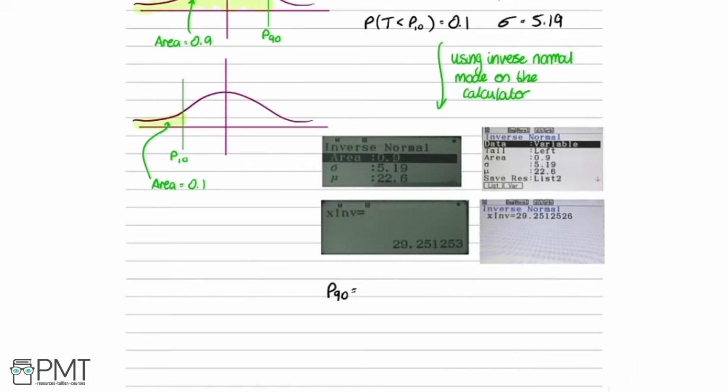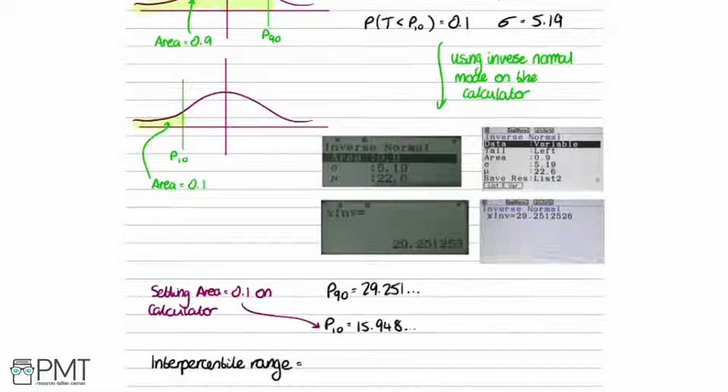So we know that P90 equals 29.251... Then to work out the 10th percentile, we get that that's 15.948. And we get that by setting the area to be 0.1 on the calculator and leaving the rest of the settings the same. And lastly, to get the interpercentile range, we need to take the difference between these. It's going to have 29.251 minus 15.948, which equals 13.3 to 1 decimal place. And that is our final answer.